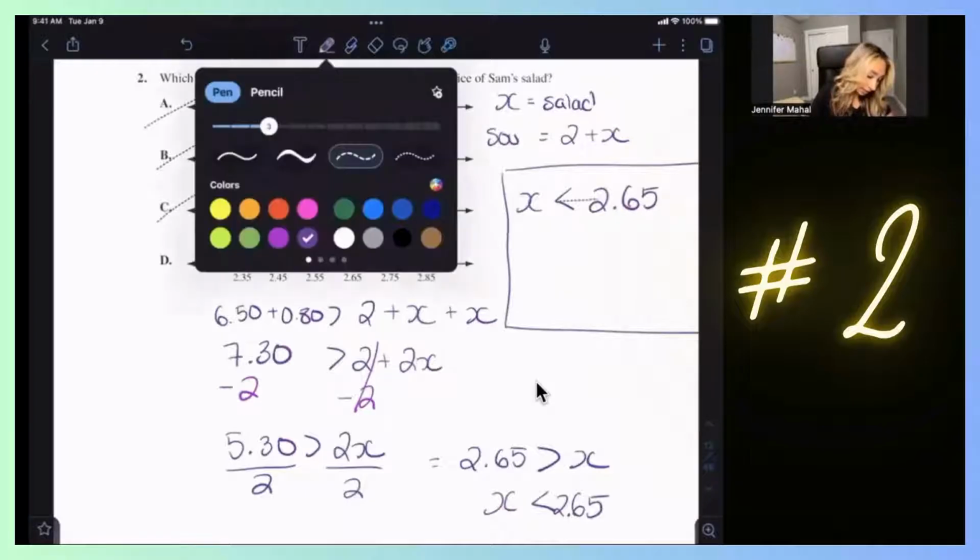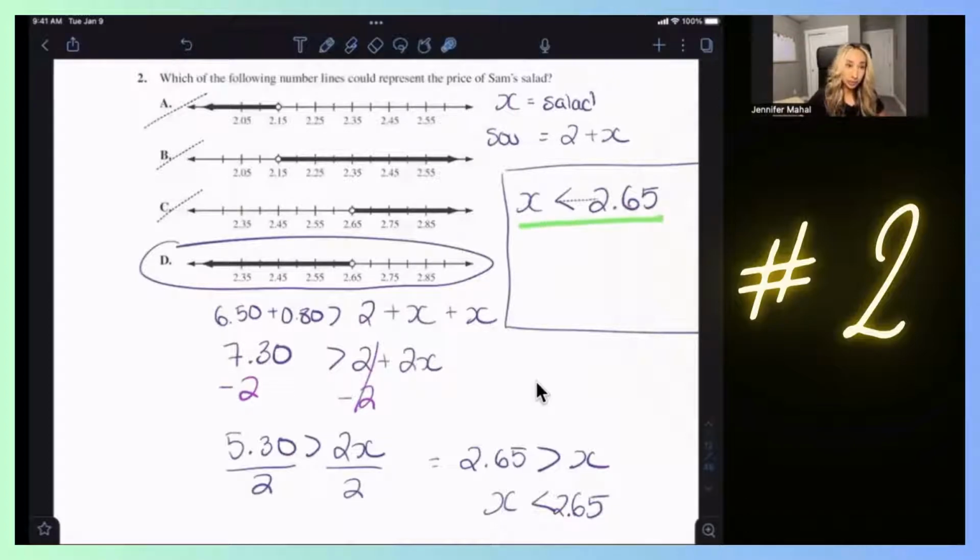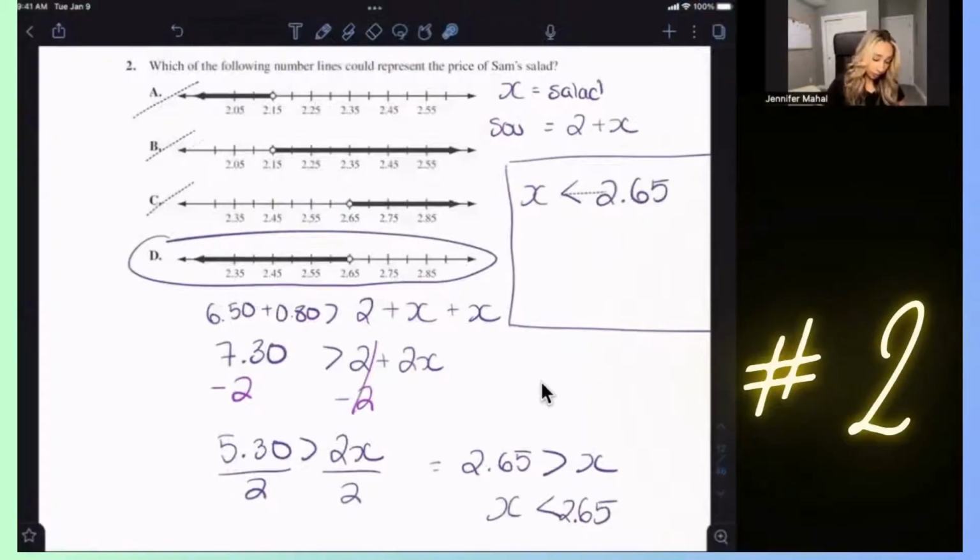So that leaves me with just option D, like that. And if that trick with the inequality isn't going to work for you, the other way we can also read it is X has to be less than $2.65. Well, if we keep looking through all of these numbers here, those are all less than $2.65. And then again, we need an open circle because our inequality was not equal to a number.